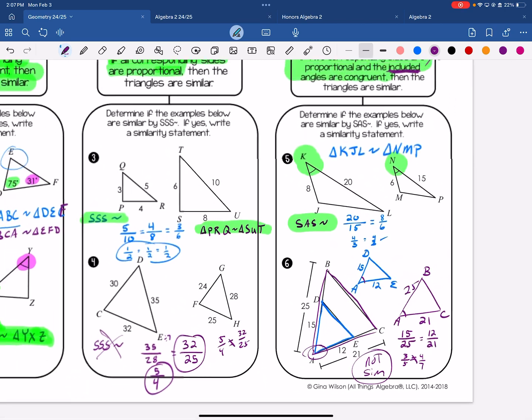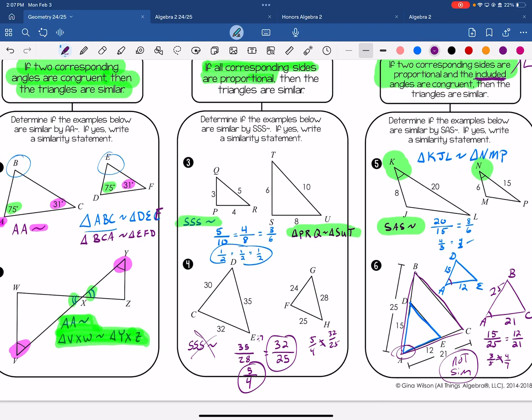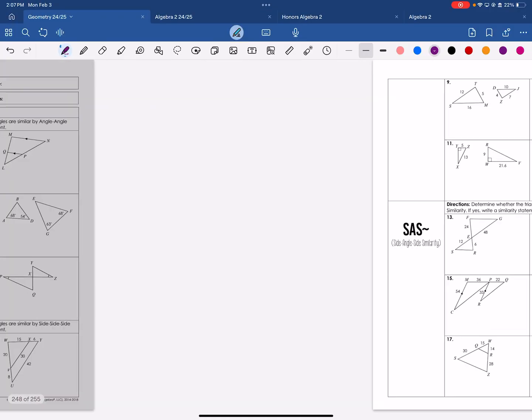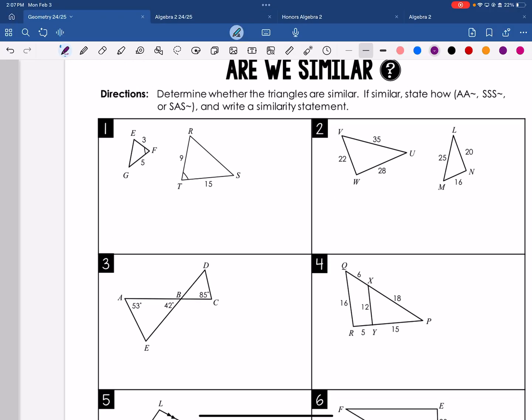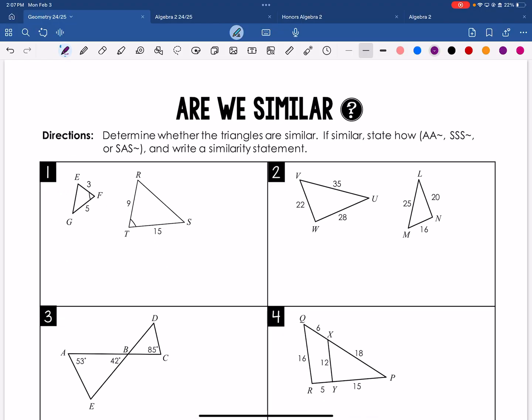So those are our 3 different ones we have: angle-angle similarity, side-side-side similarity, and side-angle-side similarity, with 2 examples of each of them. So now we're going to move on and say, all right, we need to determine whether the triangles are similar. If they are similar, we're going to state how, and then we're going to write the similarity statement.